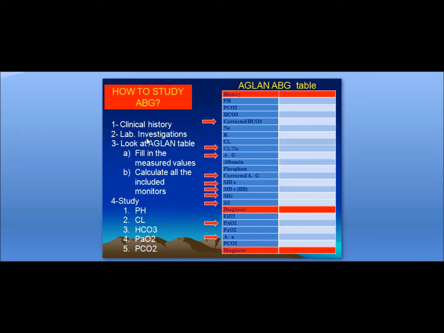Four items. Number 1, listen carefully to the clinical history. Number 2, study the lab investigations including the ABG chart. Number 3, look at this Aglan ABG table to fill in the spaces, measured and calculated. Number 4, go back to this Aglan ABG table to study pH, chloride items, bicarbonate items, oxygenation state of the lung, and ventilation state of the lung.